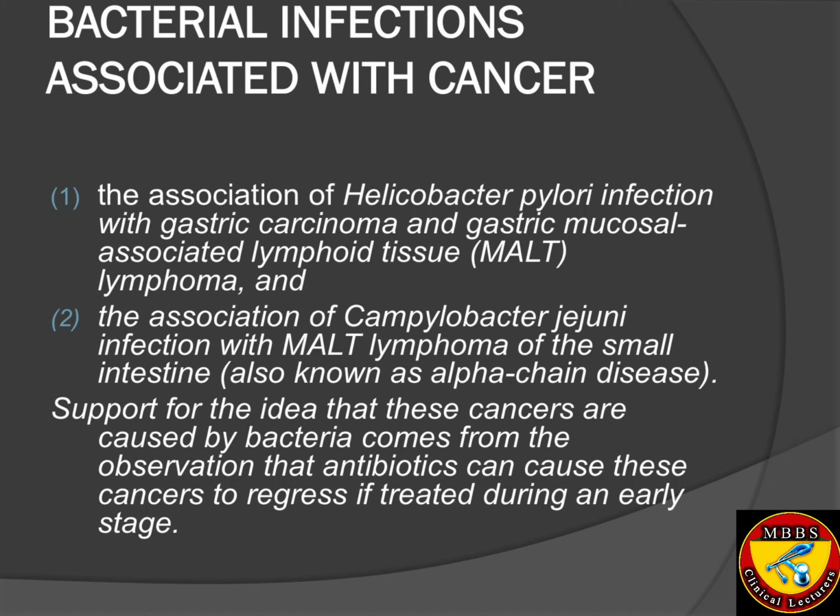Then the second one is Campylobacter jejuni, which is again a bacteria which can lead to MALT lymphoma of the small intestine, also known as alpha chain disease. So these two bacteria are cancer causing and have the potential to cause cancers. This idea was supported because if these bacterial infections are treated early with antibiotics, then these cancers tend to regress. So these are the main bacteria which are associated with causing cancers.